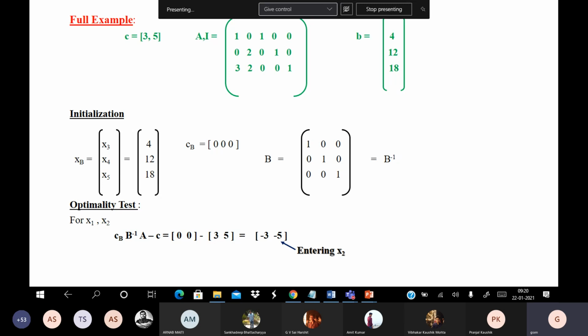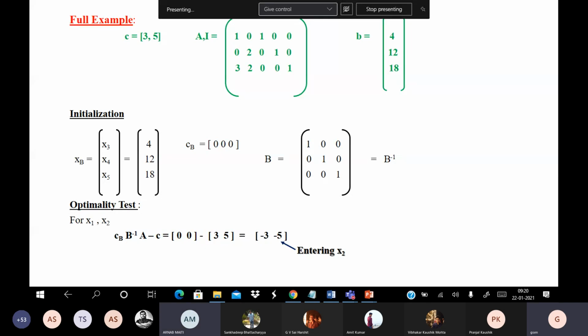So now what do we do? We first check whether it is an optimal solution or not. If it is not, then we choose the entering basic variable and the leaving basic variable, right, to change the basis and move to the next adjacent BFS, right? So we now know how to do the optimality test. We have to look at the coefficients of non-basic variables. So what are the two non-basic variables here in this solution?